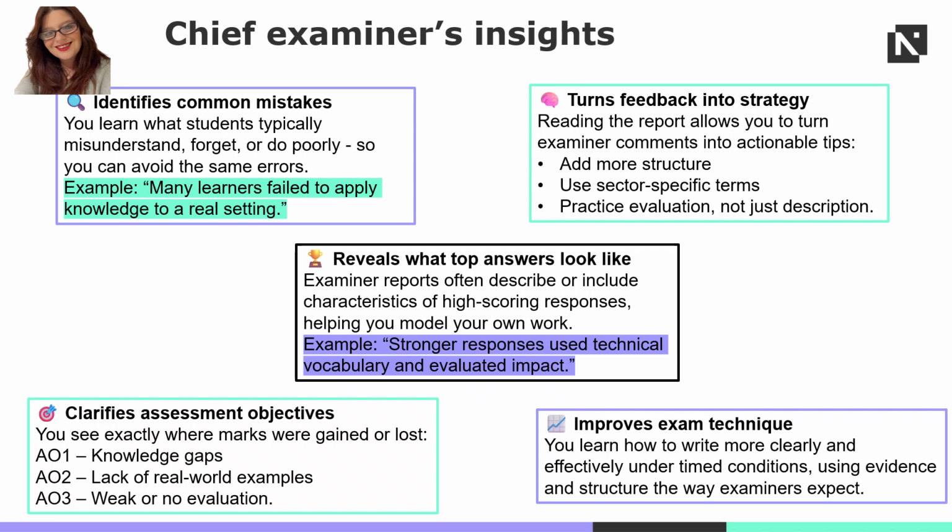Next, the reports clarify assessment objectives, showing where marks are typically gained or lost. This might include, for AO1, where there are knowledge and understanding gaps, AO2, where there may be limited or absent real-world examples, or for AO3, where there may be a weak or missing evaluation. Having this breakdown enables more targeted intervention and feedback.